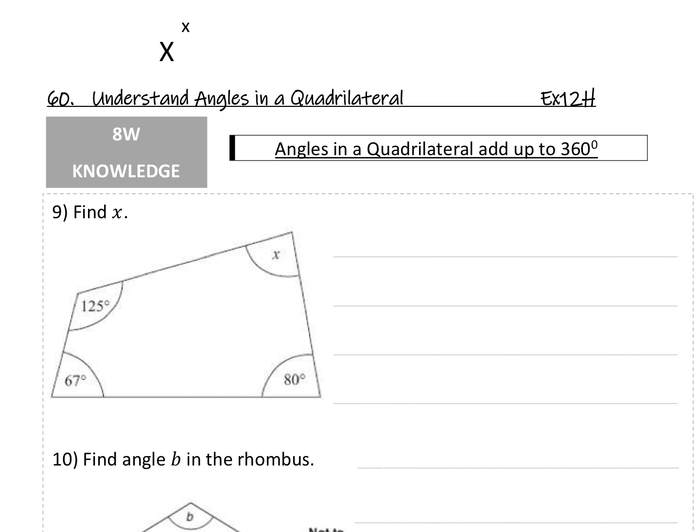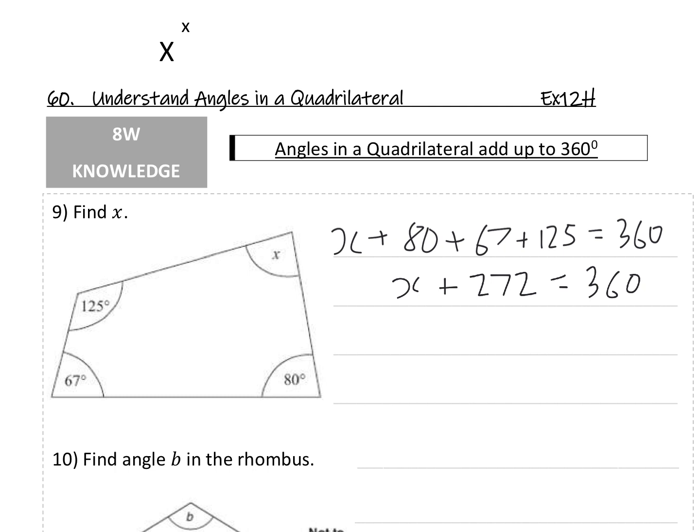So in example 9, we've got the four angles. They are x, 80, 67, and 125. If you add those four angles together, they should give you 360 degrees. So what you want to do is add together your 80, 67, and 125 and see what they give. If you add those three up, you might need to do that on the side of your page. That will give you 272.